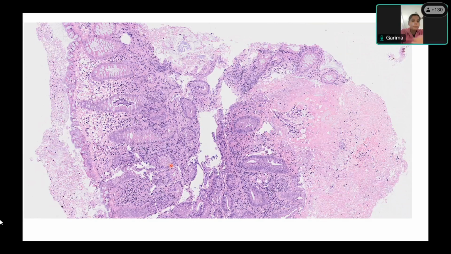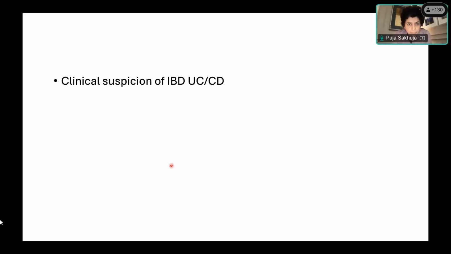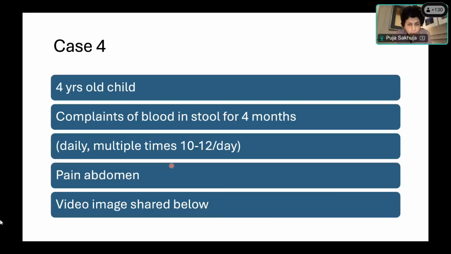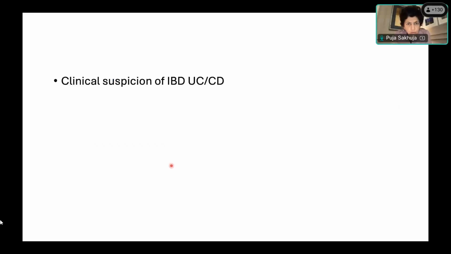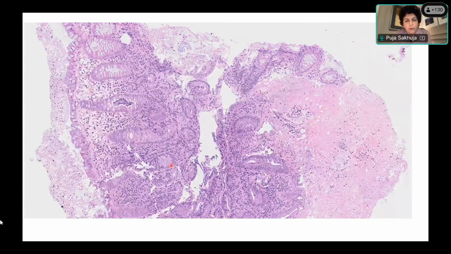Okay. We already know it is a 4-year-old child with pain abdomen and blood in stools. So what do you think this is a biopsy of, which part of the intestine? Colon. Colon, rectum, one of those, right?